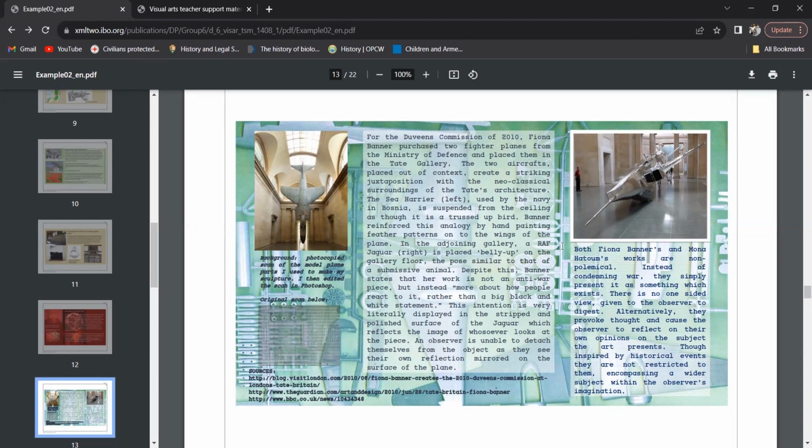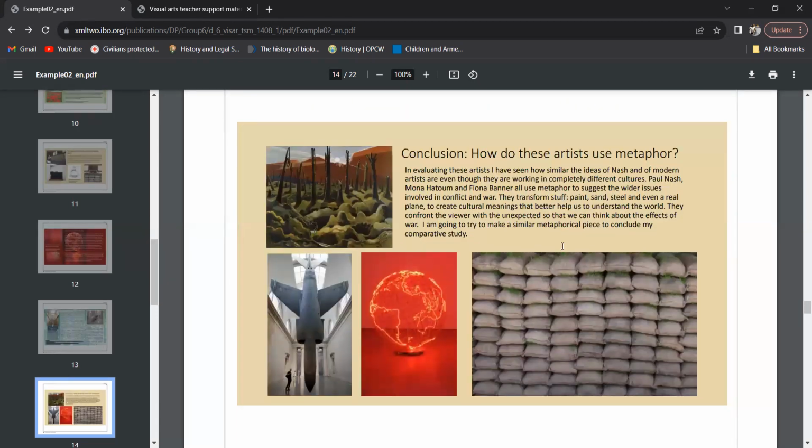Display of the objectiveness that the student is speaking of. So here's the conclusion. How do these artists use metaphors? So in evaluating these artists, I've seen how some of the ideas of modern artists are, even though they are working in completely different cultures, they all use metaphor to suggest the wider issues involved in war. They transform physical items like paint, sand, steel, and even a real plane to create cultural meanings. An understanding of all these artists' works and tying them together into a really good interpretation.